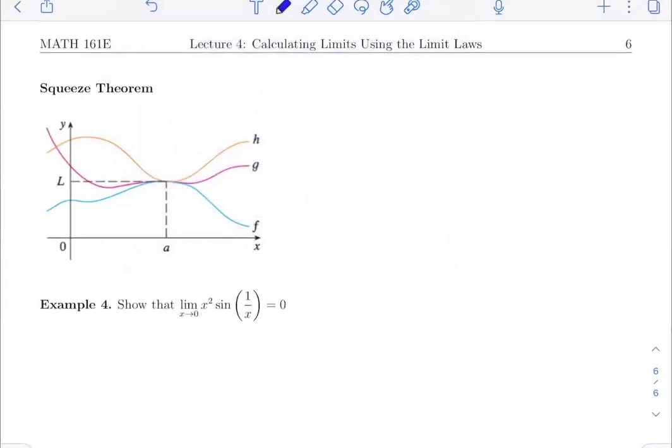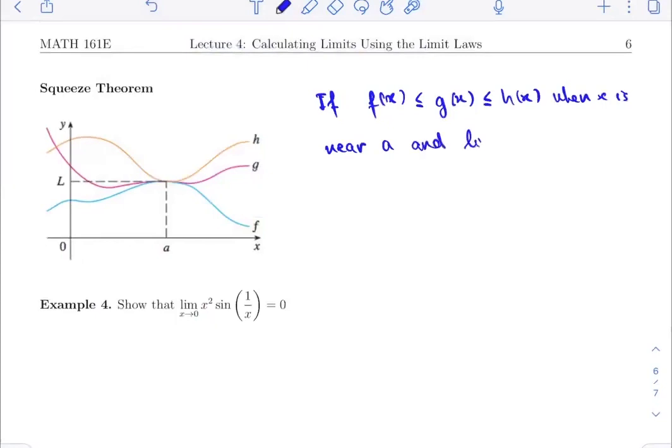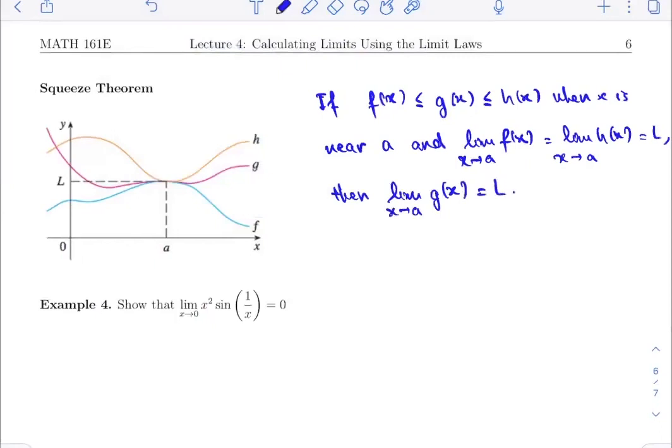So we have the theorem. If g of x is bounded below by f of x and bounded above by h of x, when x is near a, and the limit of f of x as x approaches a equals the limit of h of x as x approaches a equals the same value L, then the limit of g of x as x approaches a is also equal to L.